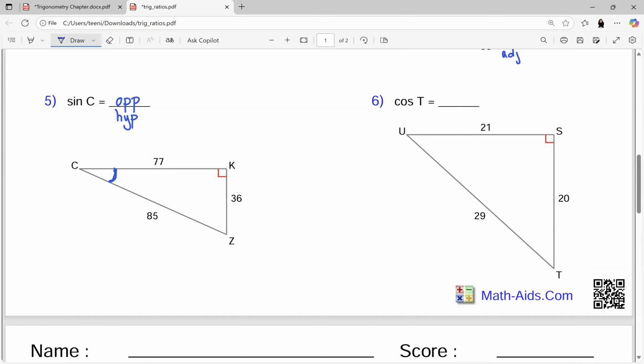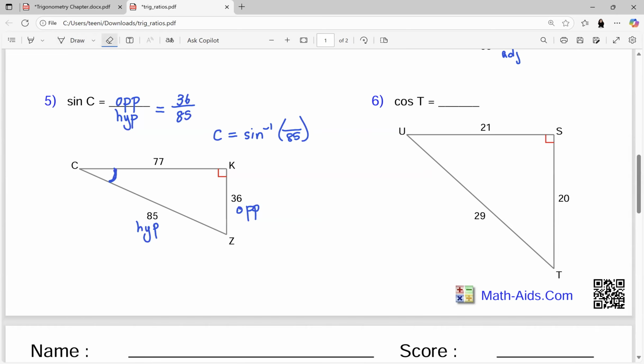Hypotenuse is 85. Good. And then the opposite is the side opposite your angle of reference. So which side is that? 36. Correct. All right. And then the adjacent will be the 77. So the opposite is 36 over the hypotenuse, which is 85. So therefore, the angle C is equal to sine inverse of 36 over 85. Okay, Soraya, work it out and tell me what you get, please.